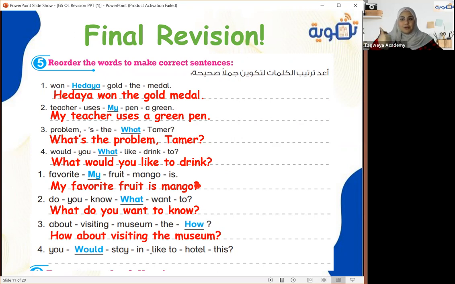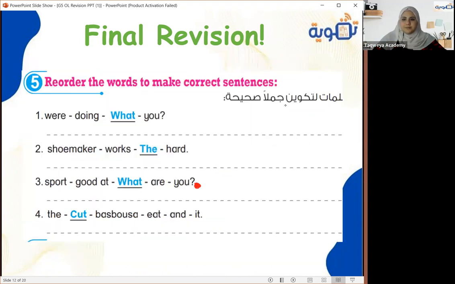Do you remember? Would you like to? That's a question, for example, would you like to stay in this hotel? Would like to, and the base word, that is one unit. Next.